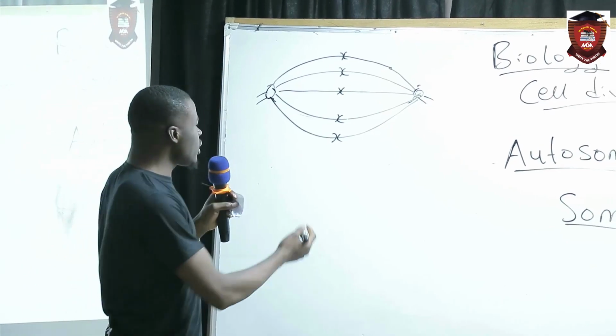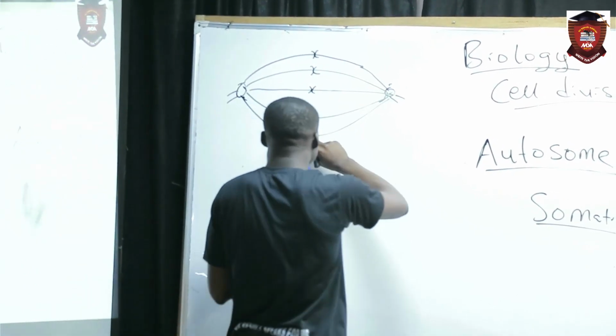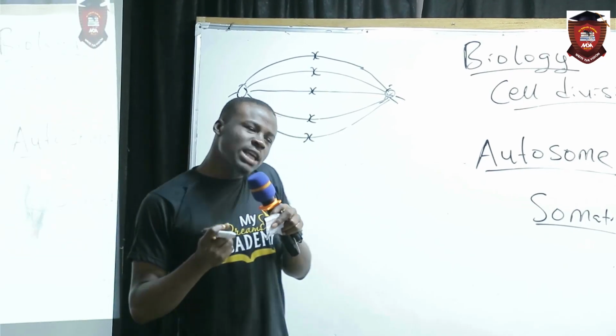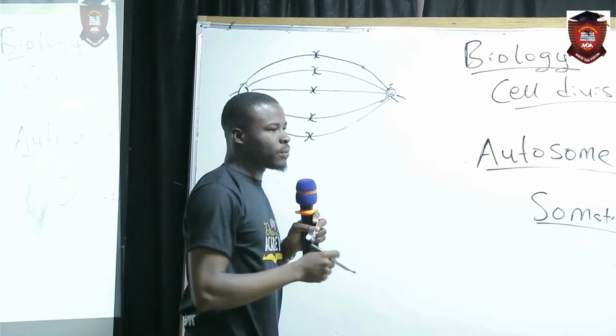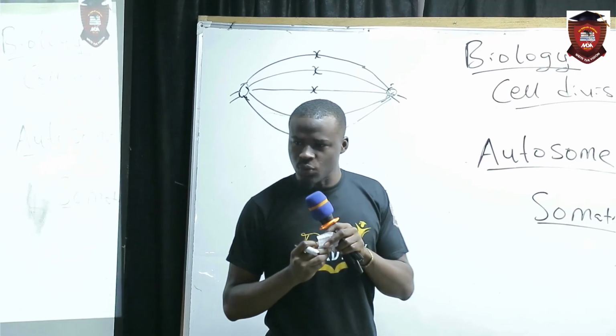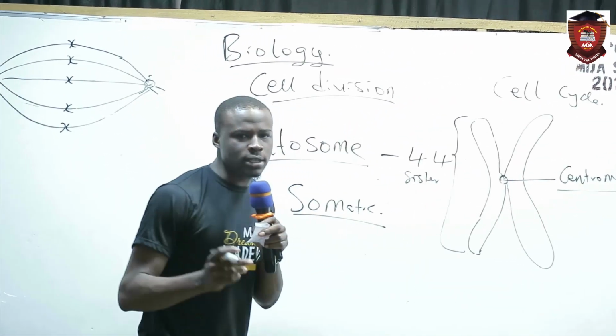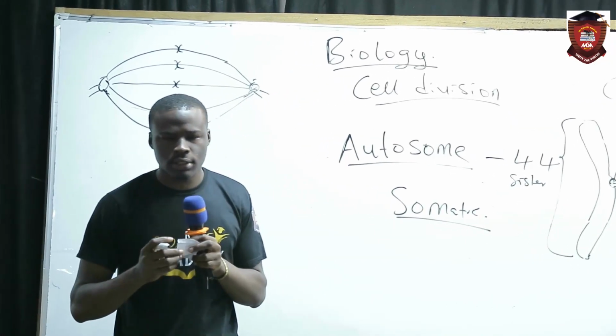Now, do you know that chromosomes are attached to this? What helps them to anchor to this spindle is the centromere. So what are the two functions of the centromere, class?